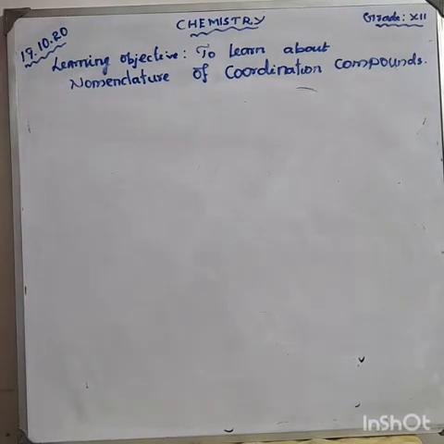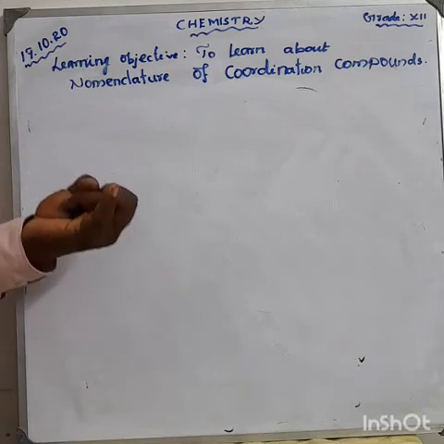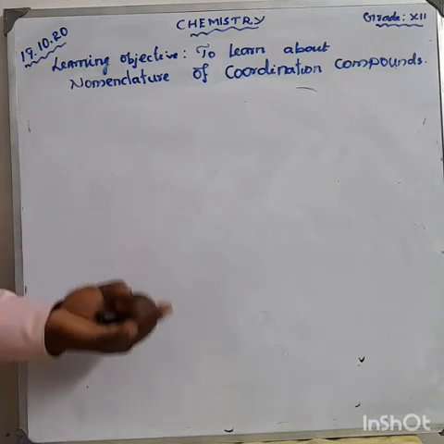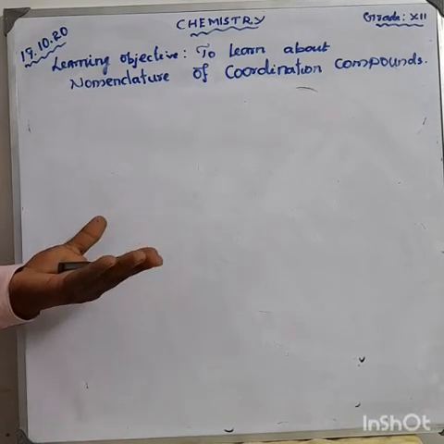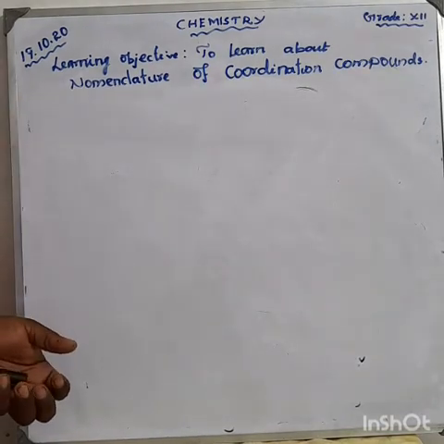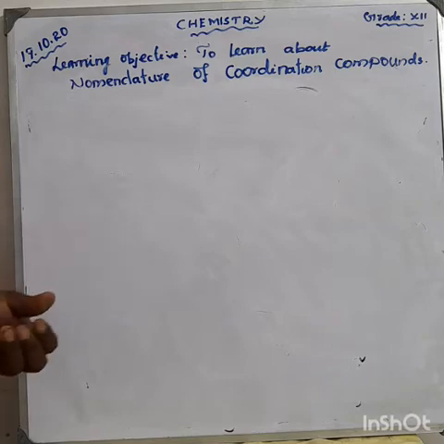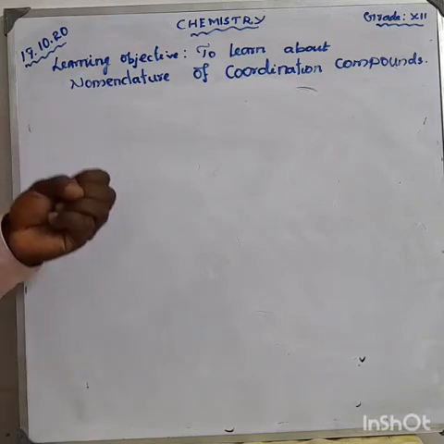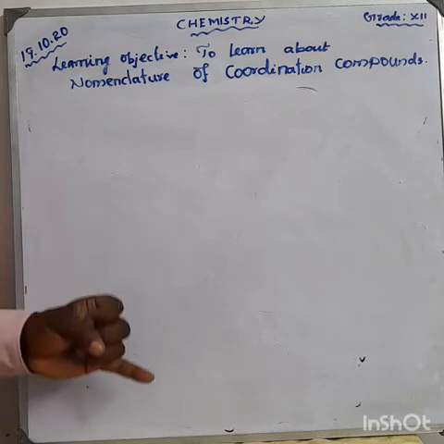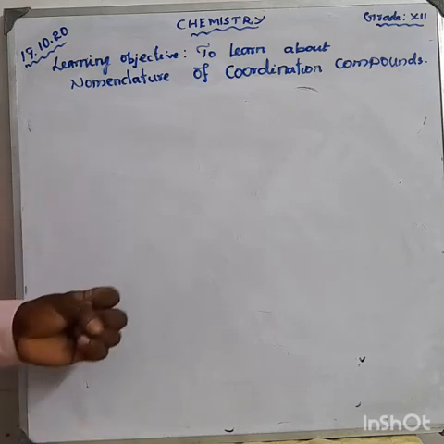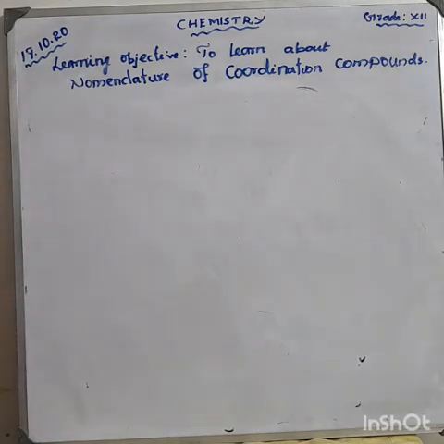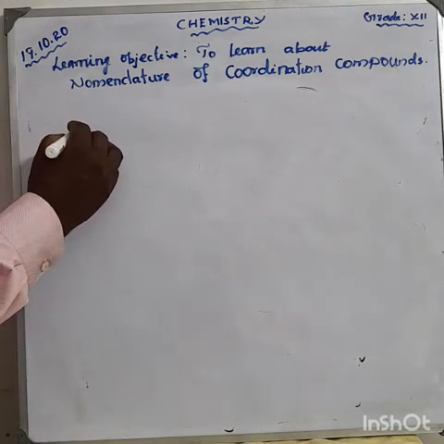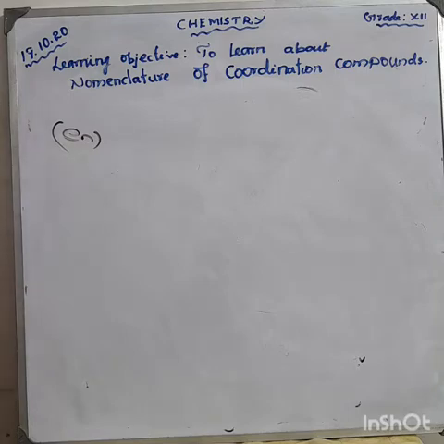What are the Greek prefixes? Di for 2, tri for 3, tetra for 4, penta for 5, and hexa for 6, like that we are using. Now, the name of the ligand itself may contain a Greek prefix, for example ethylene diamine. This is the point. Ethylene diamine, we simply write as en. What does en refer to? Ethylene diamine.